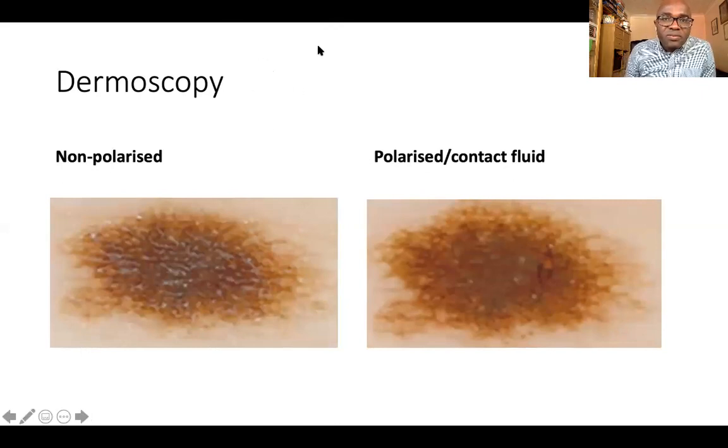Right, so again, this is another picture of non-polarized light, showing a bit of reflection there, and when you use a contact medium, you lose that reflection.